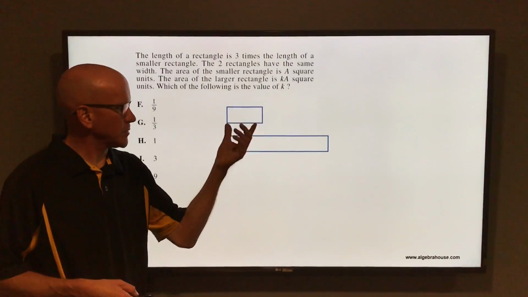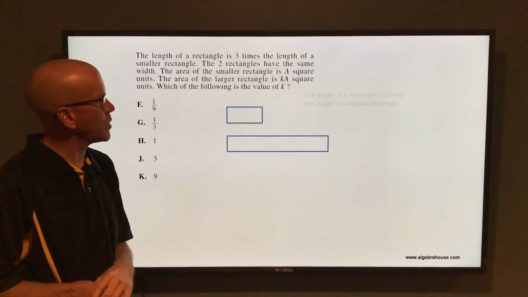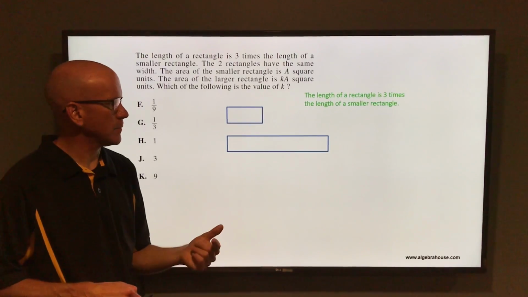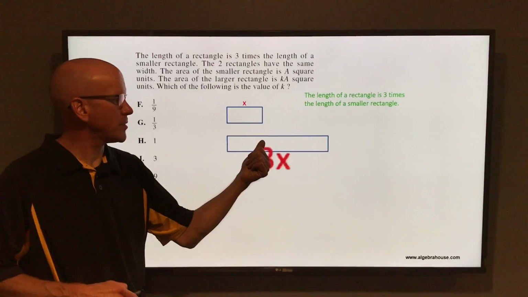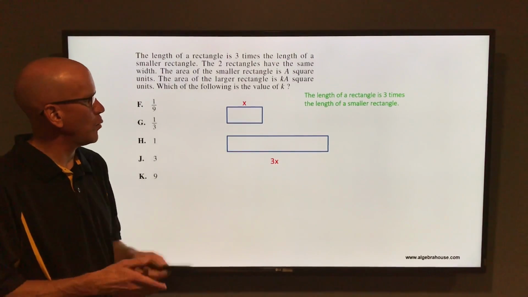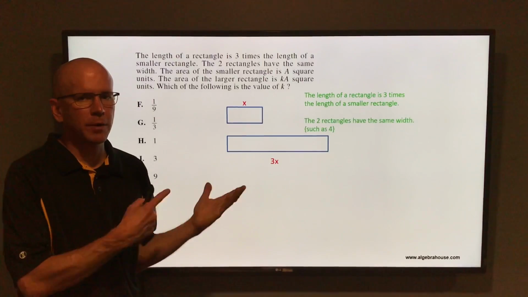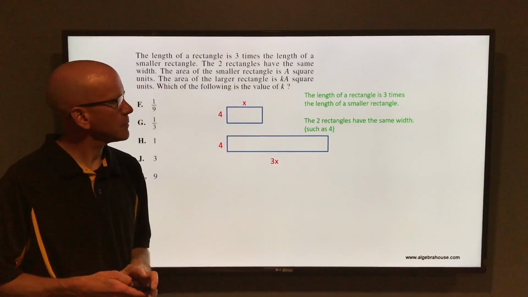We have two rectangles here, the smaller one and the larger one. It says the length of a rectangle is 3 times the length of a smaller rectangle. So let's say the length of the smaller rectangle is x. Then the length of the larger rectangle would be 3x. The two rectangles have the same width, so just make something up and put it in for the width. Let's say they each have a width of 4.